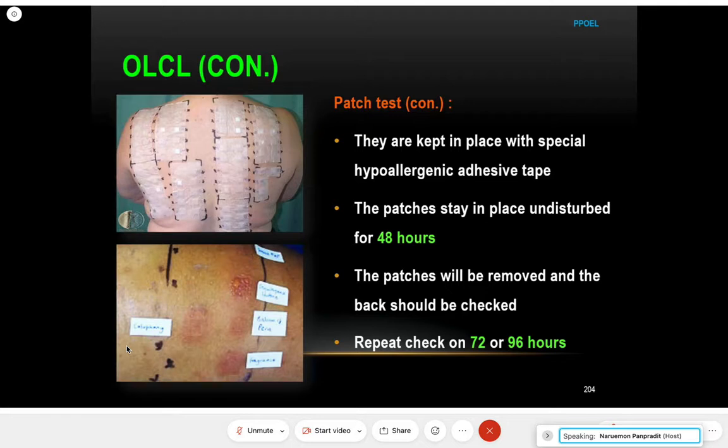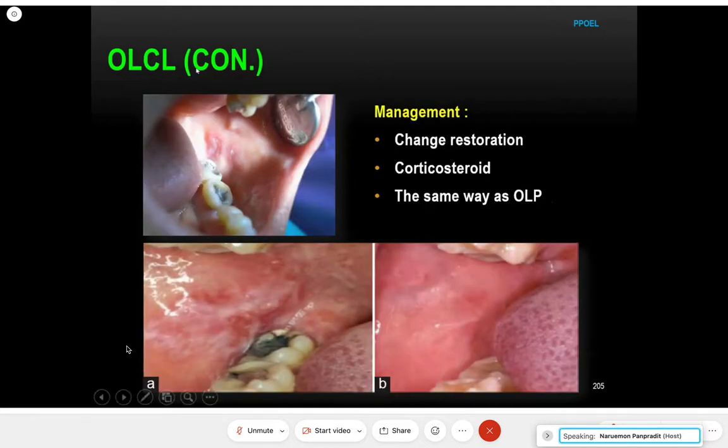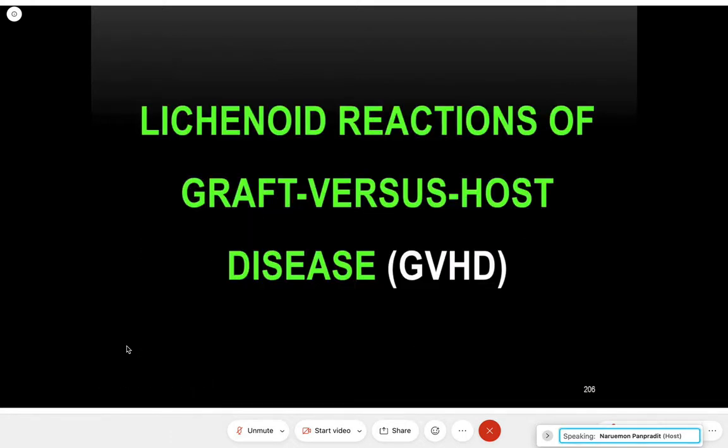for special request for patch test for dental material. This is the idea for oral lichenoid contact lesion. This is an example of the material, and after changing to composite, the lesion disappeared. This is an example. But the change is not very quick. Sometimes it takes many months until it's better. Sometimes years until it's better.